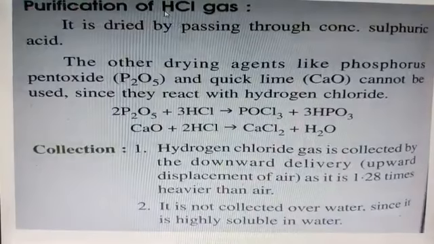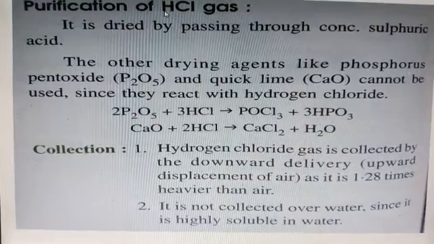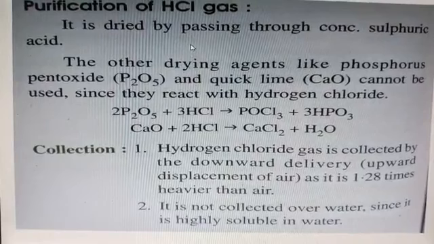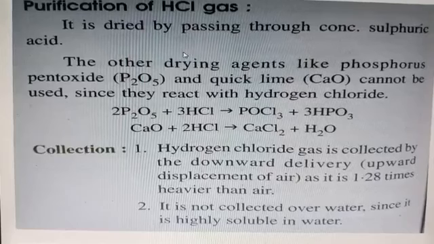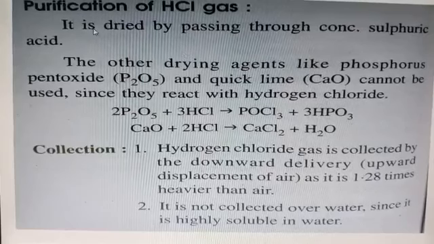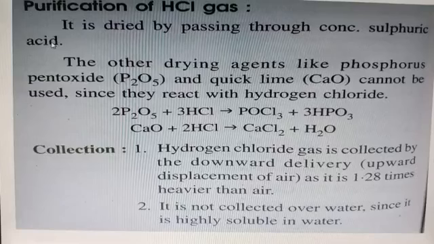So purification. Now, how do we purify hydrogen chloride gas? That is collected by the reaction between sodium chloride and concentrated sulfuric acid. It is dried by passing through concentrated sulfuric acid, that is done in a wash bottle. The other drying agents like phosphorus pentoxide and quicklime cannot be used since they react with hydrogen chloride.